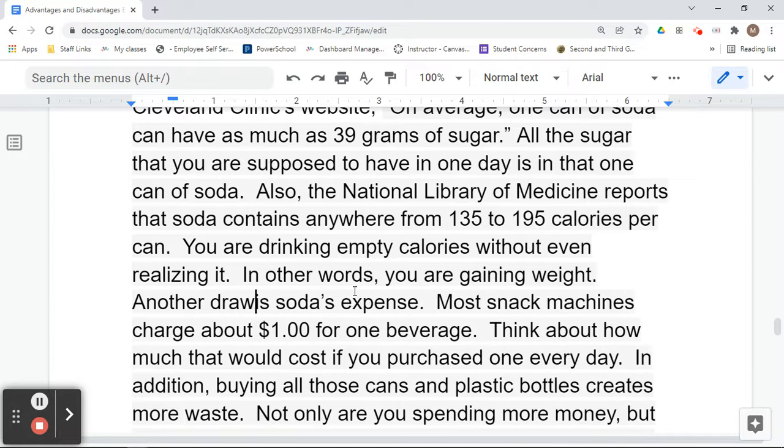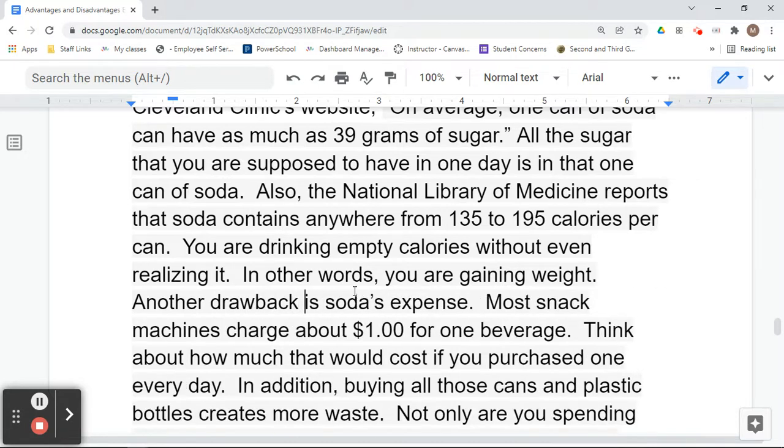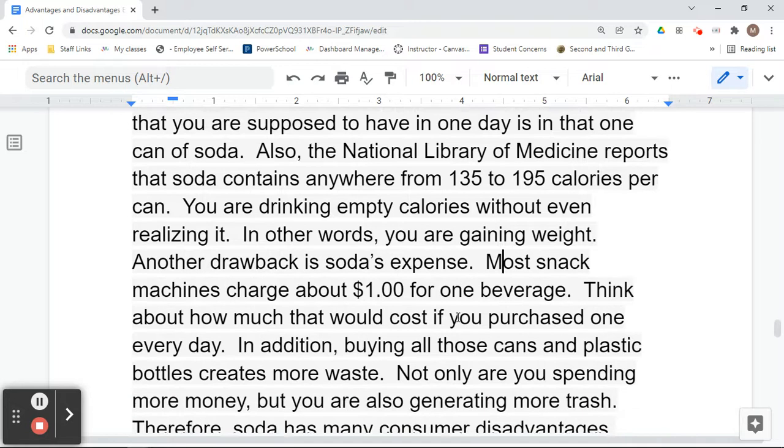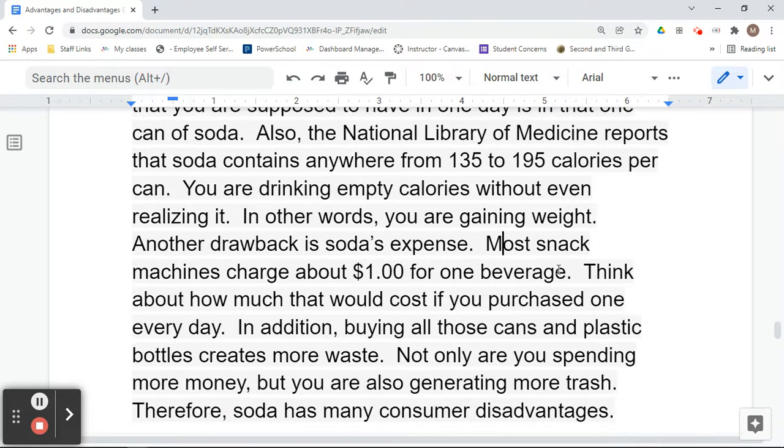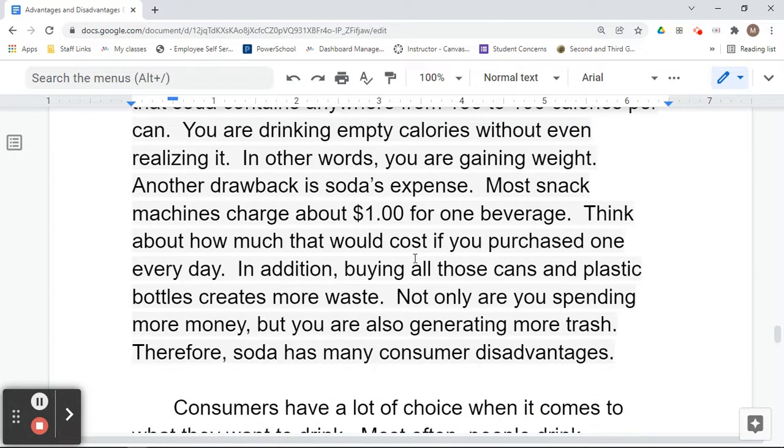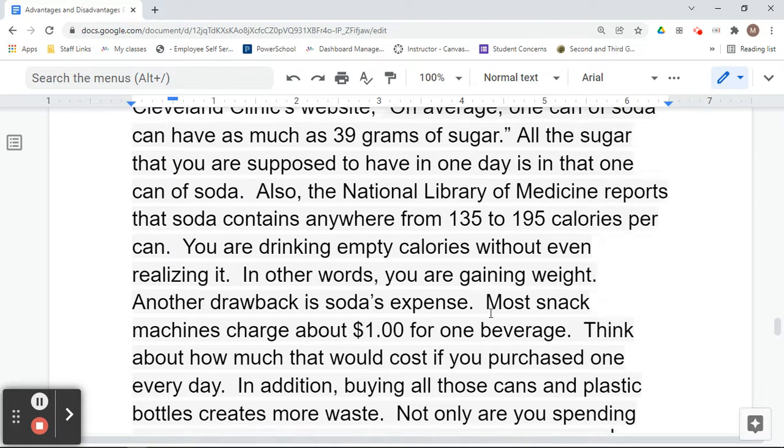Another drawback is soda's expense. Most snack machines charge about $1 for one beverage. Think about how much that would cost if you purchased one every day. In addition, buying all those cans and plastic bottles creates more waste. Not only are you spending more money, but you're also generating more trash. Therefore, soda has many consumer disadvantages.